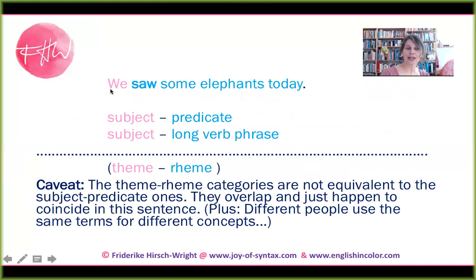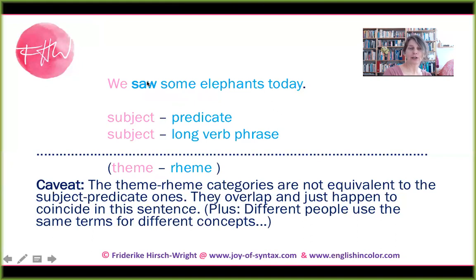And I used a lighter shade of pink and a lighter shade of blue because the subject is this bright pink when I do clause element analysis. And here I'm not doing a clause element analysis. I'm explaining to you the difference between a subject and its predicate. And now, whatever has been said about the subject is saw some elephants today. That is the predicate. And it is headed by a finite verb form.